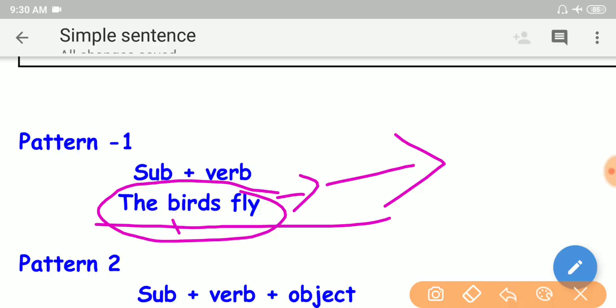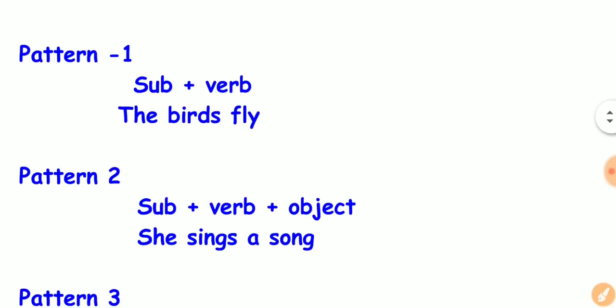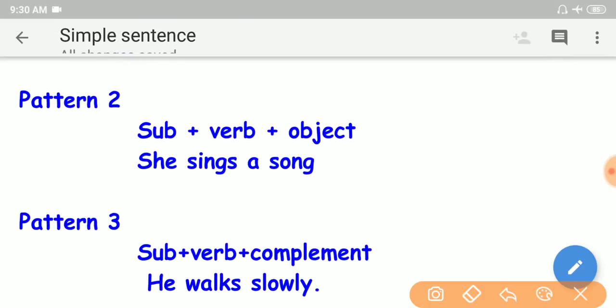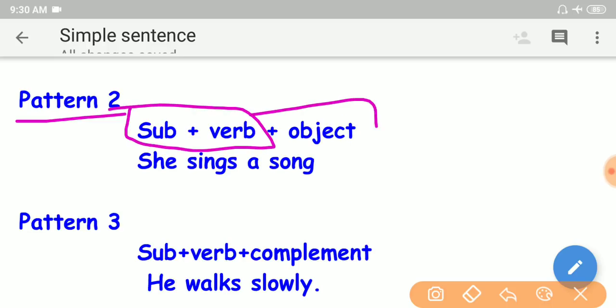Let us go and learn with pattern number 2. See here, pattern number 2 also. In pattern number 1, we have only subject and verb. But here in pattern number 2, we have one more addition. What is that? Subject, verb and object, and then it gives complete meaning.